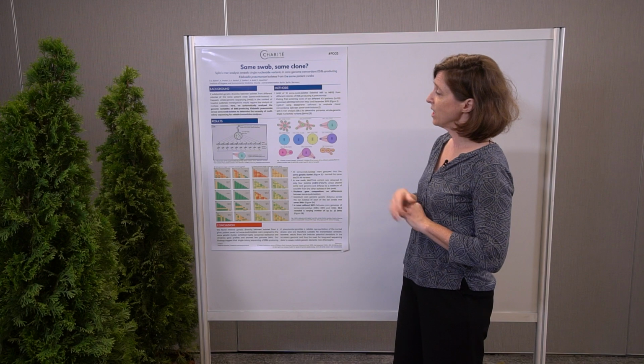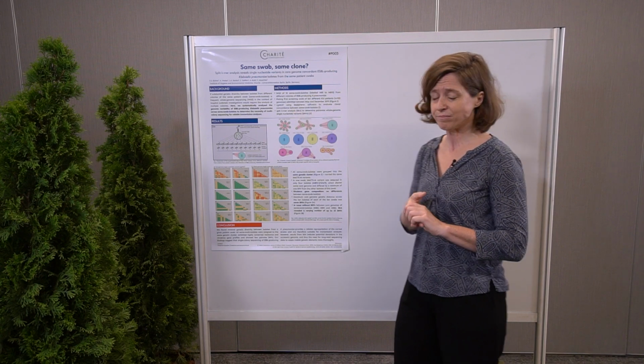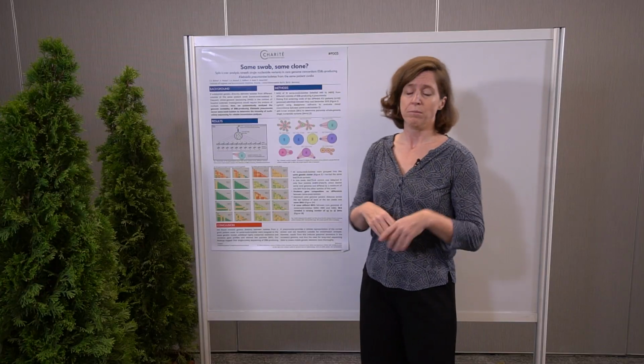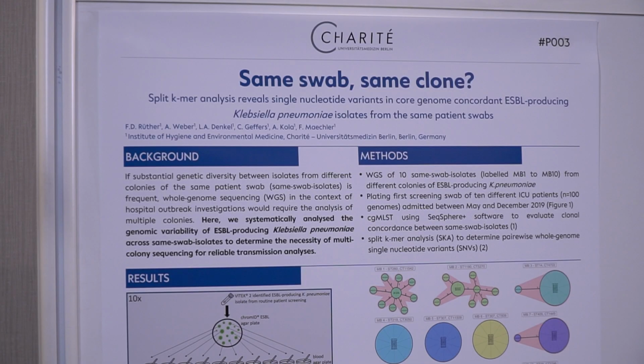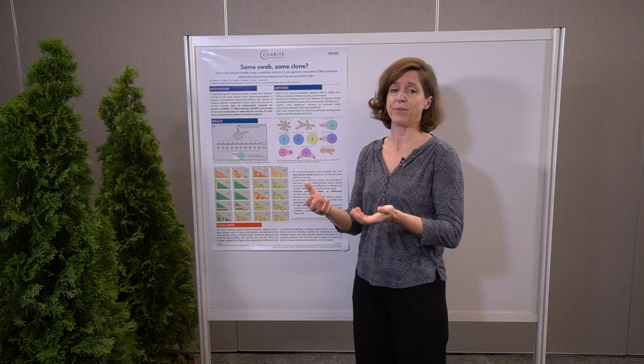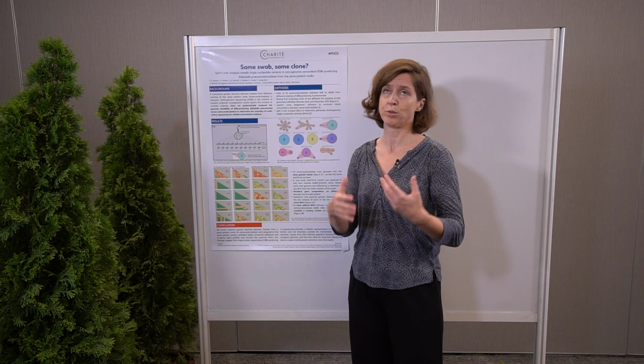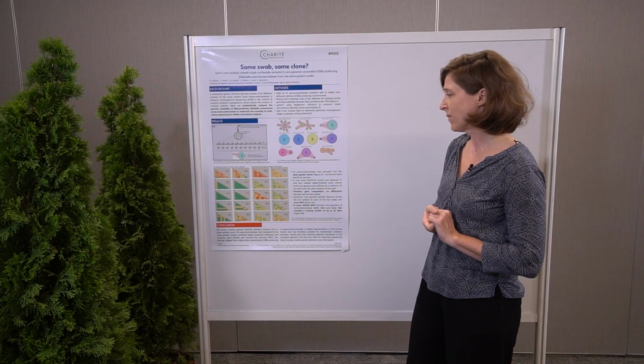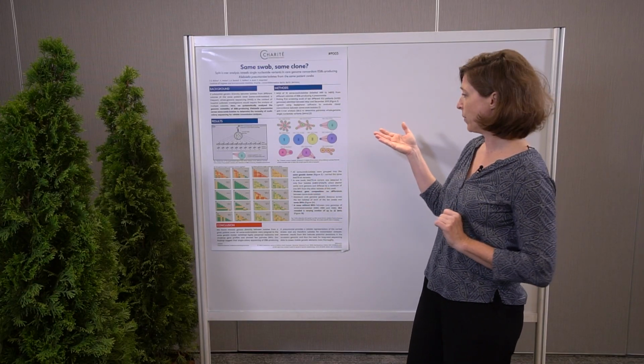And we also did split k-mer analysis, SKA, to determine pairwise whole genome SNVs, thus also encompassing the accessory genome. SKA is a very fast and reference-free tool that was specifically designed to analyze very closely related genomes. What were our results?